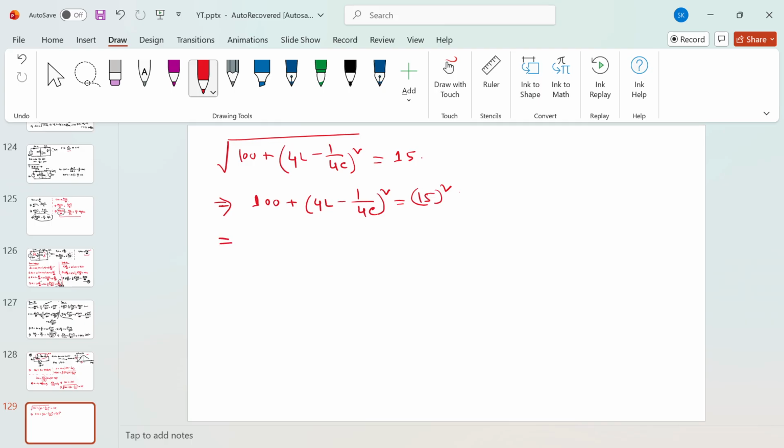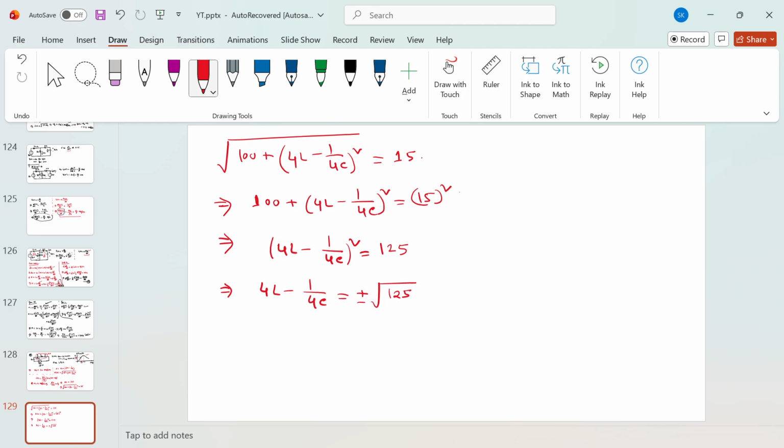So if you calculate it, 15 square minus 100, you will get 125. And you need to find out the L and C, right? So 4L minus 1 by 4C is equal to plus minus root 125. Now, here is the main thing, whether it will be plus or minus, that we need to understand.